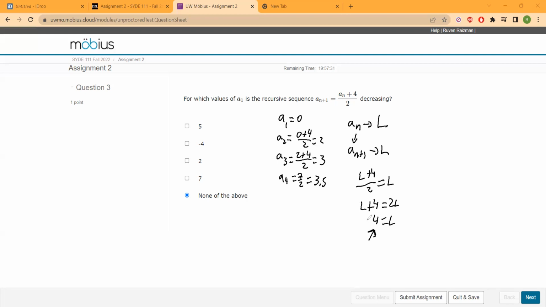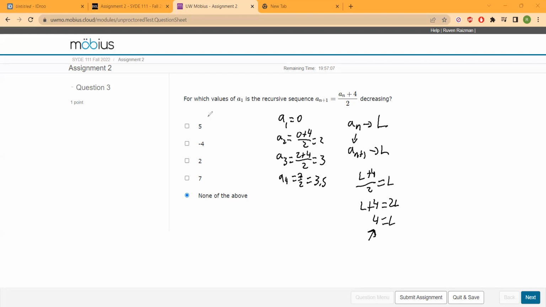So now what we can do is, for each a_1 term, we're just going to plug it in and see if it's smaller than 4 or bigger than 4. If it's smaller than 4, then it has to increase to reach that limit of 4. If it's bigger than 4, then it has to decrease to reach that limit of 4. So let's take a look.